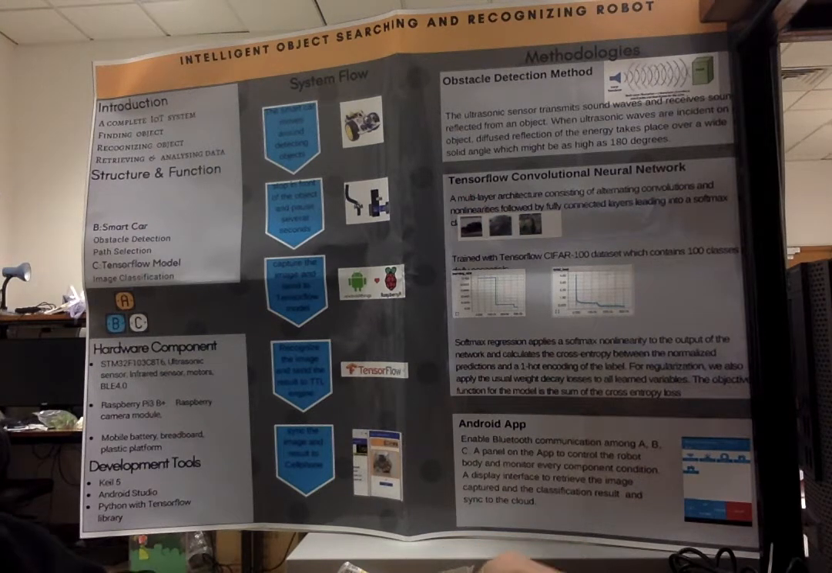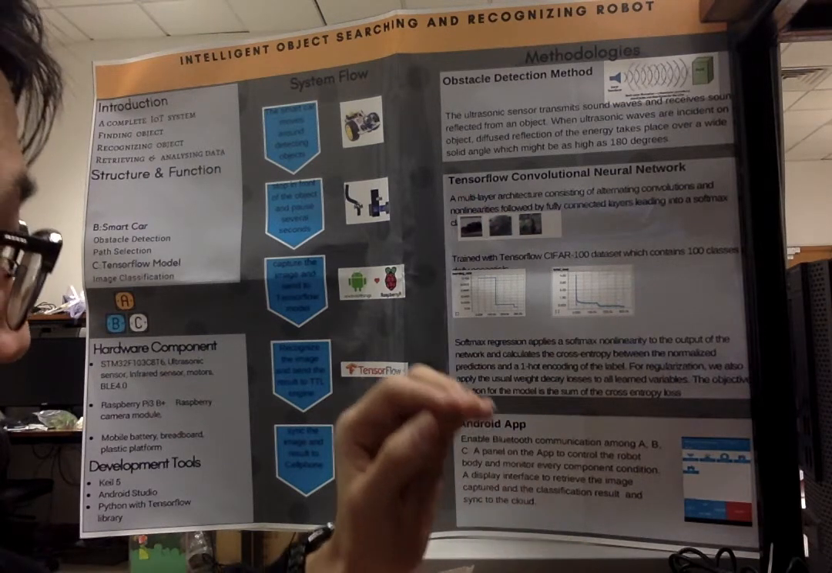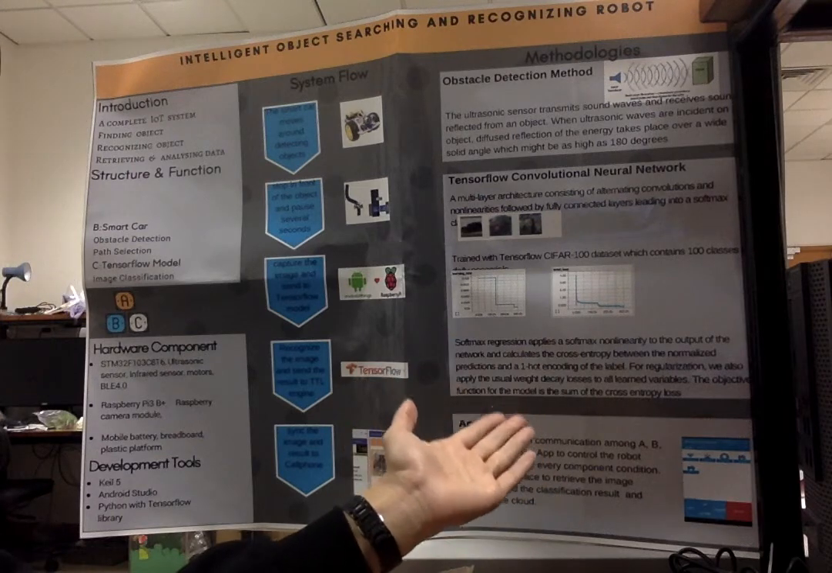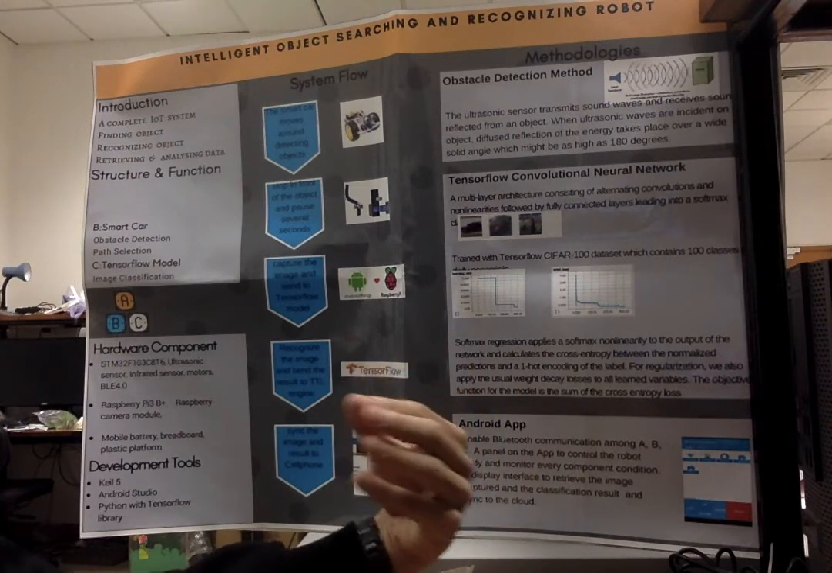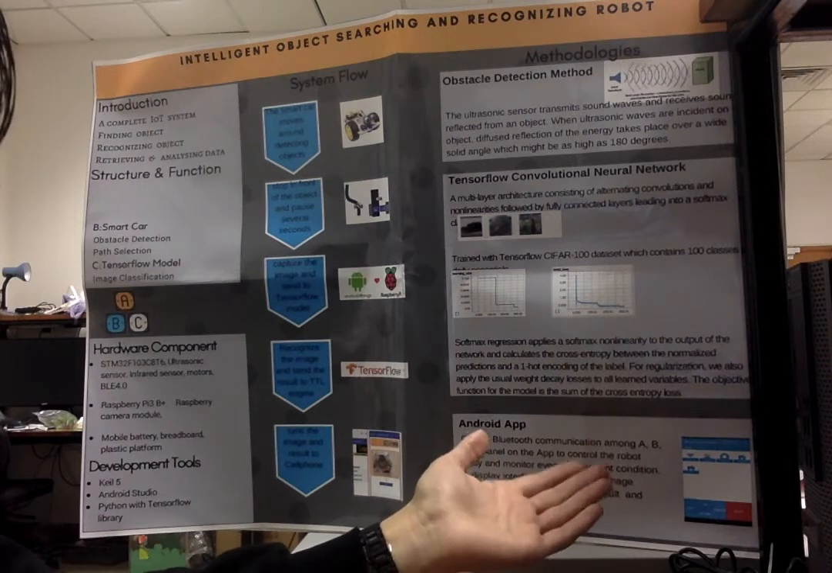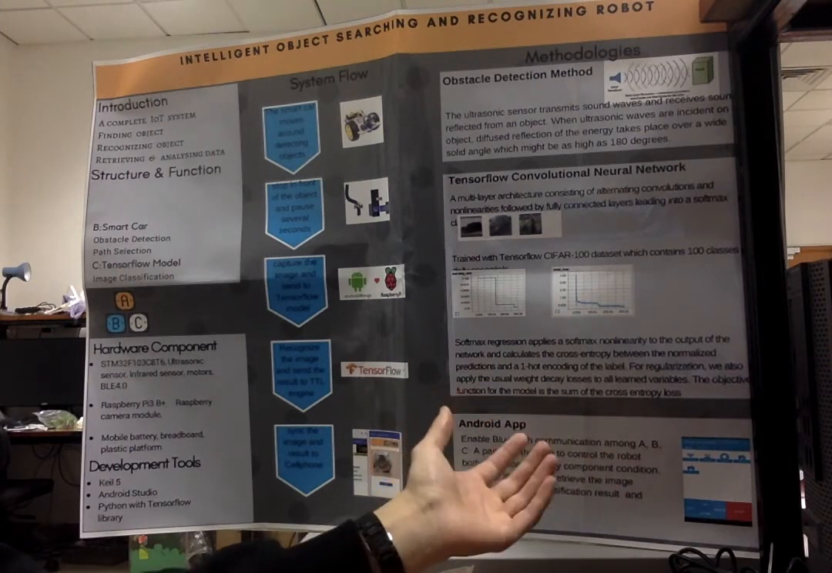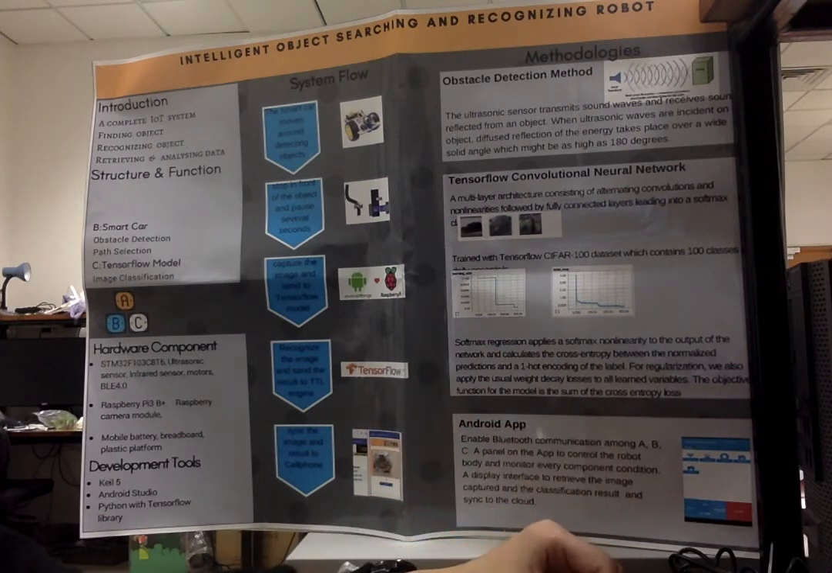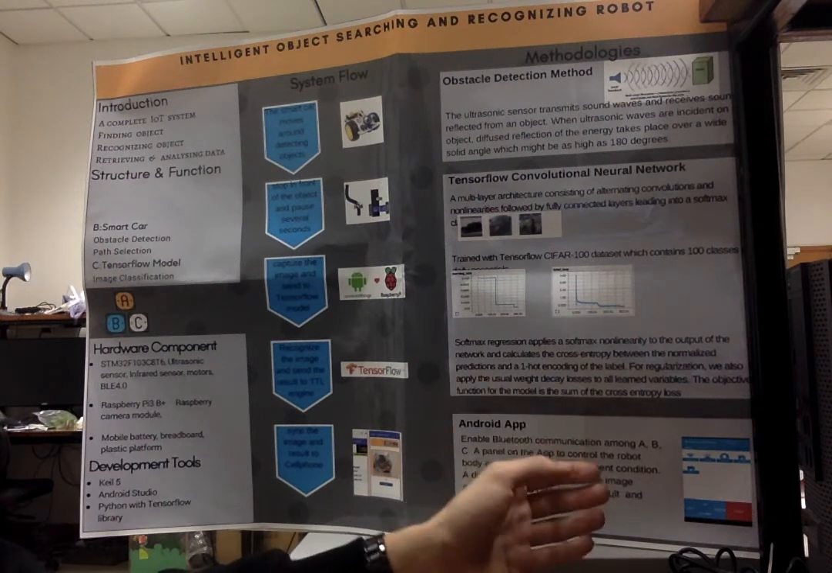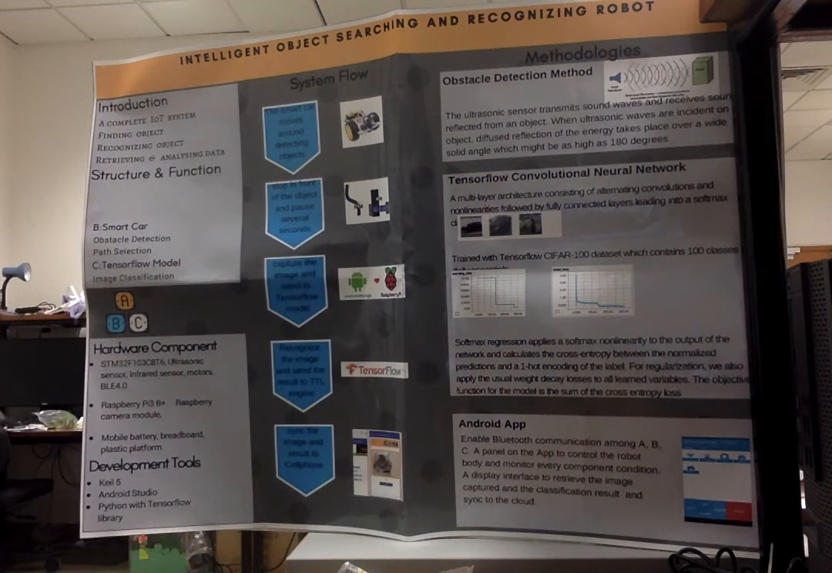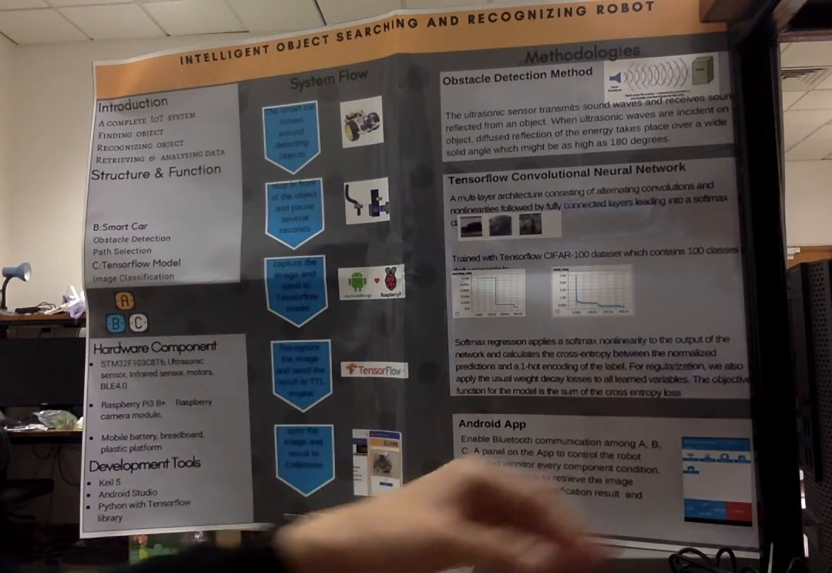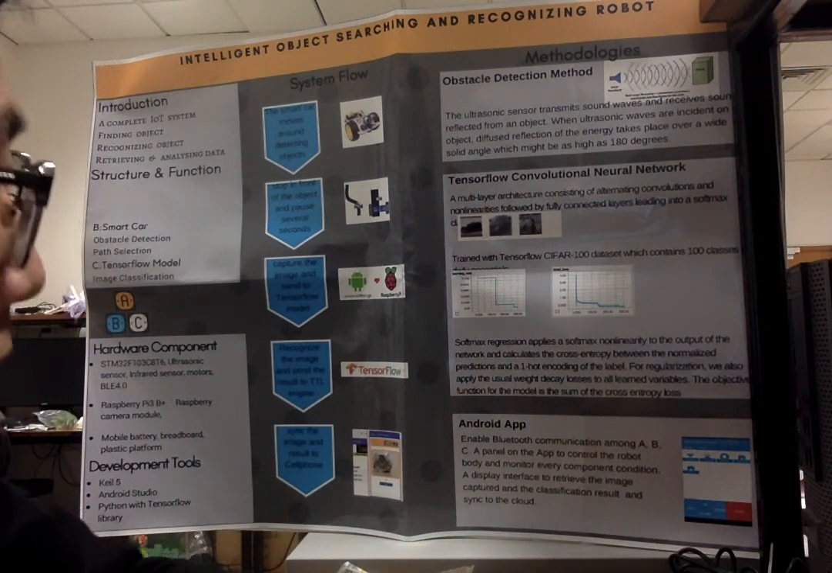of common daily objects. And the softmax regression I used applies a softmax nonlinearity to the output of the network and calculates the cross-entropy between the normalized predictions and a one-hot encoding of the label. For regularization, we also apply the usual weight decay losses to all learned variables. The objective function for the model is the sum of cross-entropy loss.